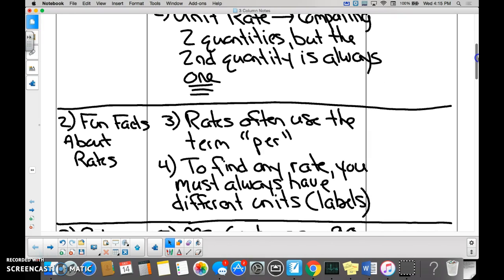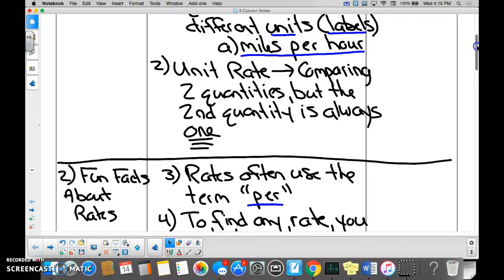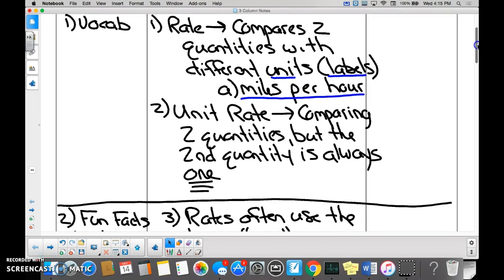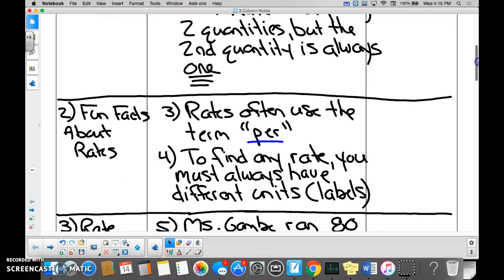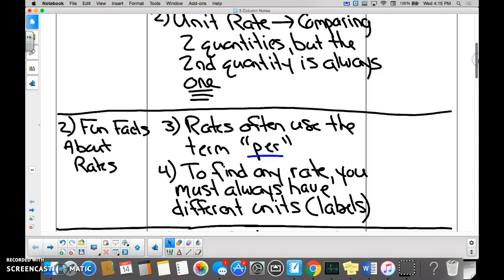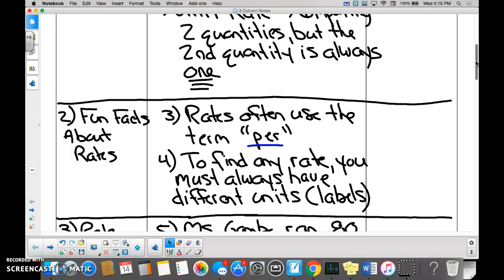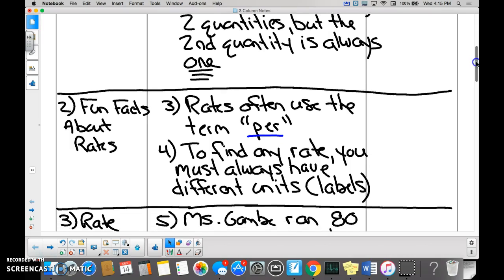Fun facts about rates. Rates often use the term per, so when you're dealing with rates, you will oftentimes, like in miles per hour, use the word per. Number 4, to find any rate, you must always have different units or labels. So again, if we go back up to number 1, we said a rate would be a comparison of two quantities with different units or labels, and we just basically repeated ourselves in number 4. Cheat sheet idea for number 2, do the best you can. I know that there's very few facts, but do the best you can.